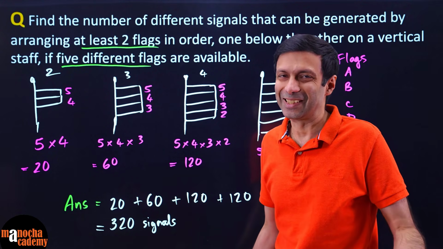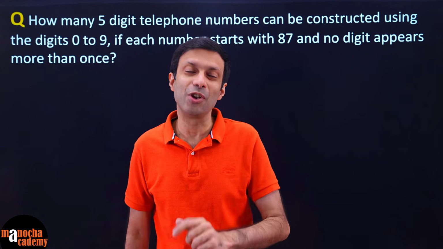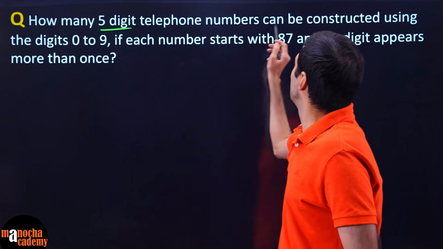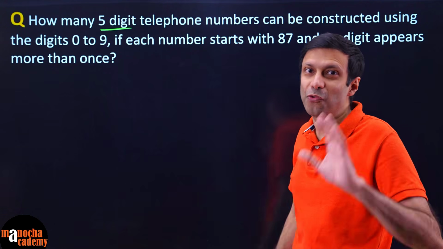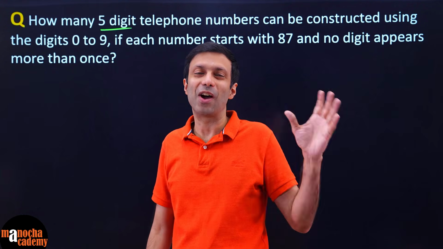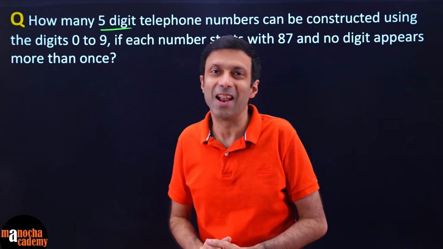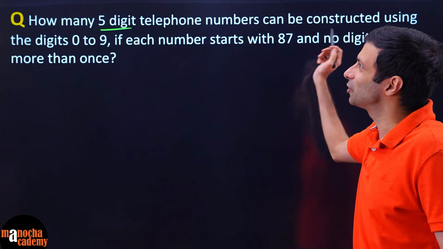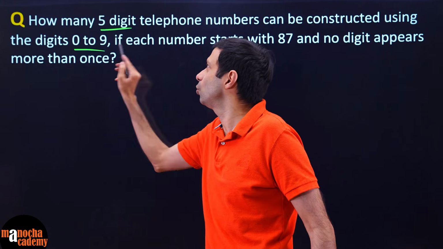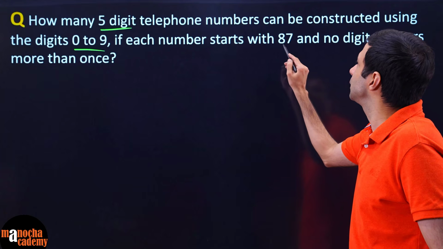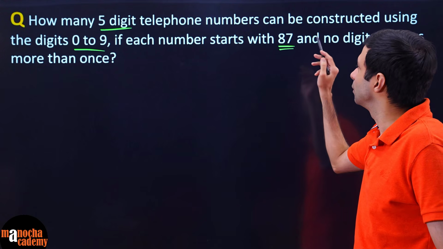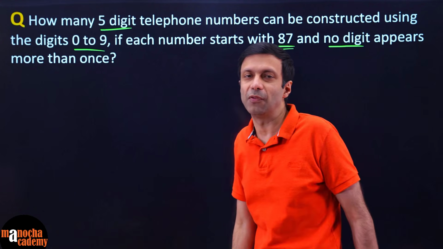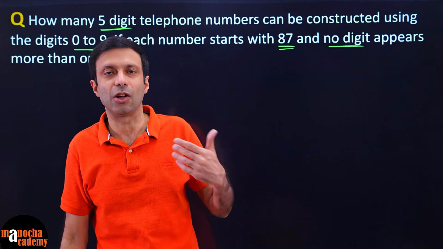Now here's a telephone number question for you. How many 5-digit telephone numbers? So looks like it's those old phone numbers. In the olden days, you had 5 or 6 digits. Nowadays, they're all 9 or 10 digit numbers. So how many 5-digit telephone numbers can be constructed using the digits 0 to 9 if each number starts with 87? So they're telling you this number starts with 87 and no digit appears more than once. That means repetitions are not allowed.